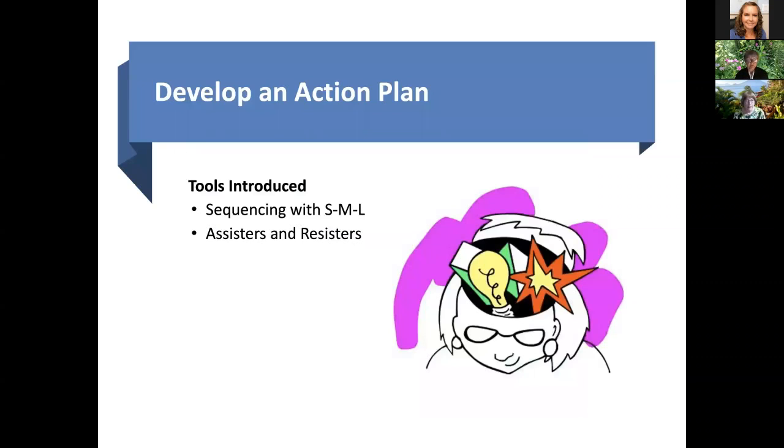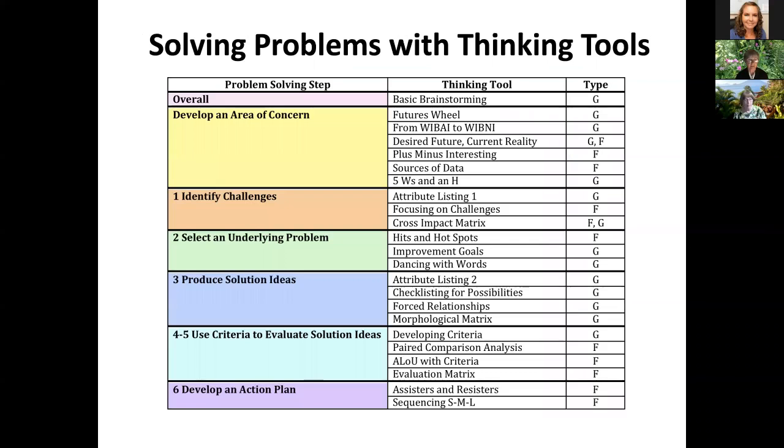So we have practiced sequencing with short, medium, and long-term activities that we need to do. And then we talked about assisters and resistors. So this just kind of summarizes all of the thinking tools that are in the publication. And they are listed here as they are presented for each of the steps. But as we mentioned before, it doesn't mean that you have to use these only with that certain step.